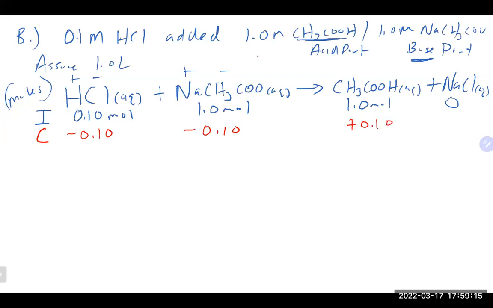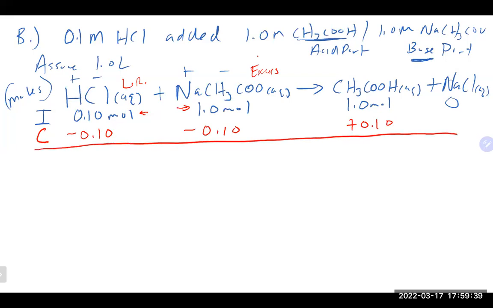Now, how do I know that that's going to get used up? Well, if we just simply look at the numbers here, that is 0.1 and that is 1. Which one is the limiting reagent here? It's just the smaller number. So at this point, the HCl is the limiting reagent, right? We've got tons of sodium acetate to react with it, not a problem. That's going to take us to equilibrium here, which will give us 0 of that.